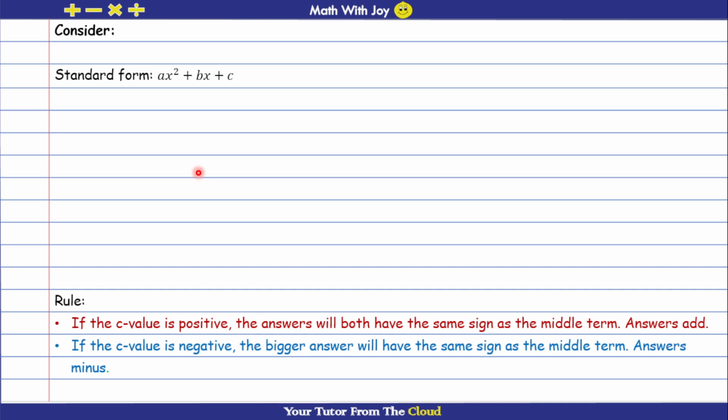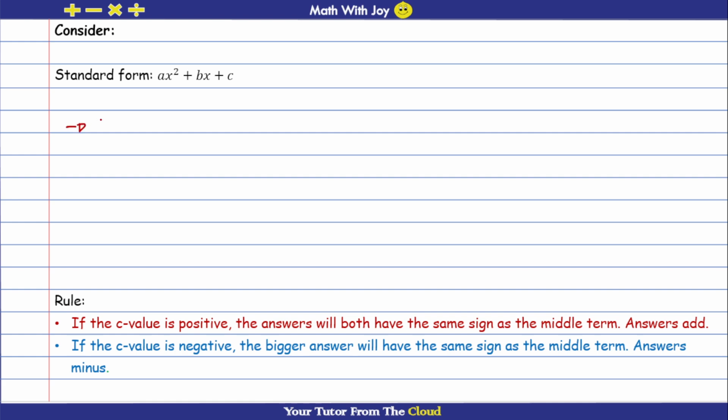Trinomial has 3 terms. Now these terms are very specific. You must have a term that has an x squared, and you must have a term that has an x, and you must have a term that doesn't have an x. So you have a variable squared, and you have a variable that is not squared, and you got no variable here. This is very specific here. We call this the first term, middle term, last term. Let's just write you some notes here.